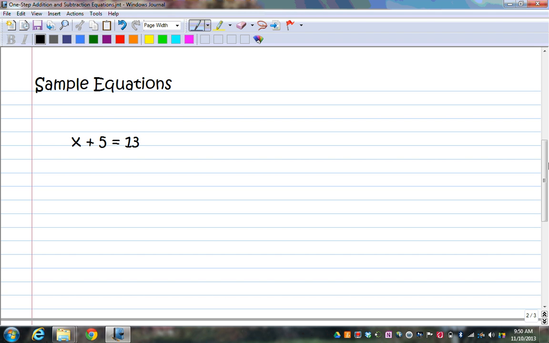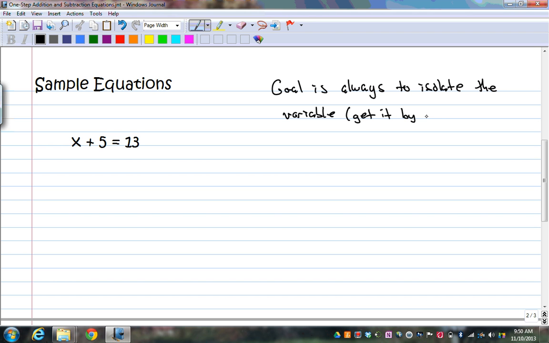But this is what you need to remember when solving equations. First, our goal is always to isolate the variable. And you're like, oh, well, that's nice. What does isolate mean? All right, that means to get it by itself, okay? So I'll put it in parentheses. Get it by itself. All right. How do you do that? That is a good question.